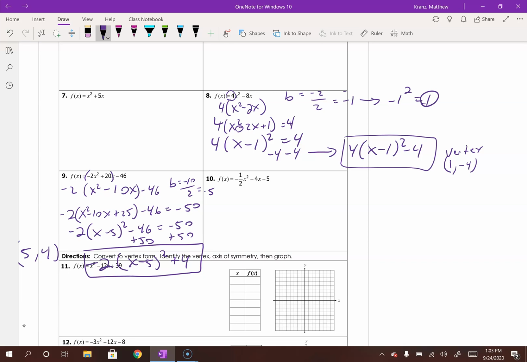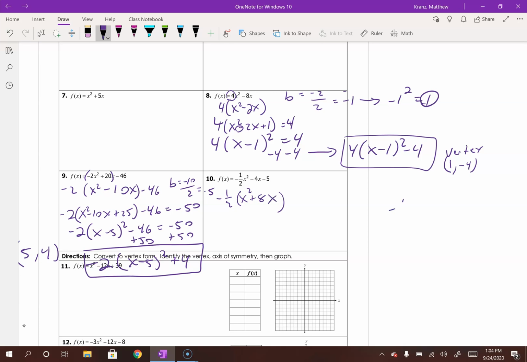All right, let's go on to number 10 and try that one. So number 10, I have to multiply. Basically I have to factor out this half is what's happening. So when I factor out a negative half, this just becomes x squared. Now negative 4 divided by negative a half is positive 8x.